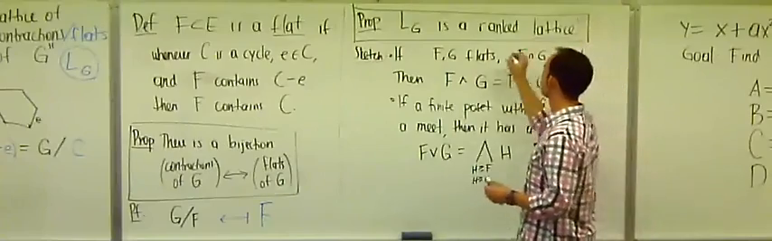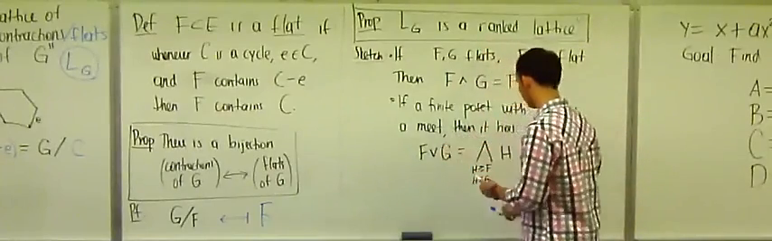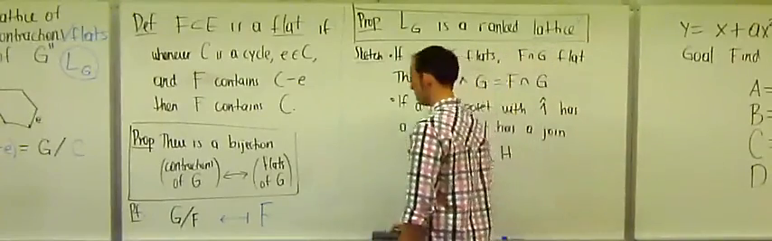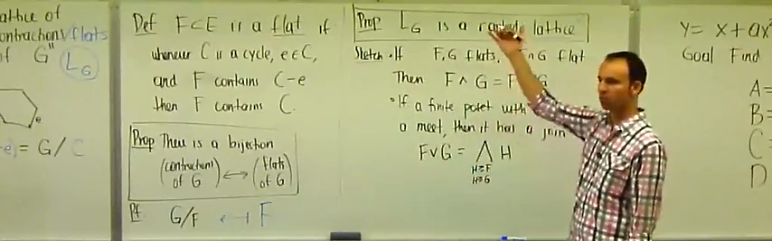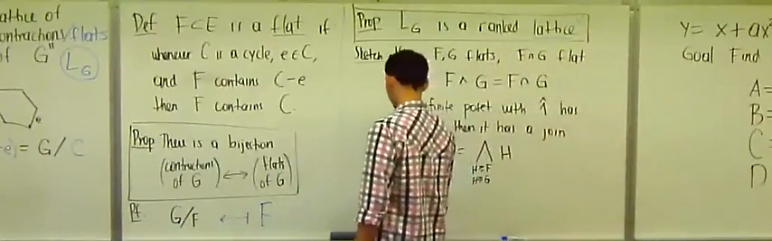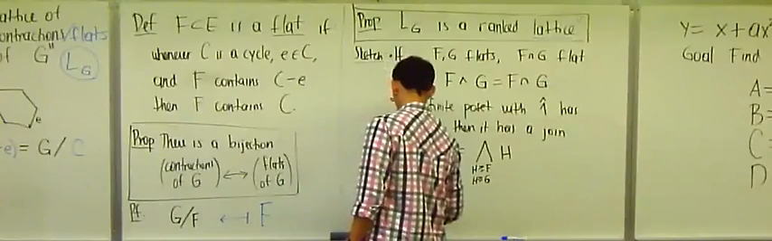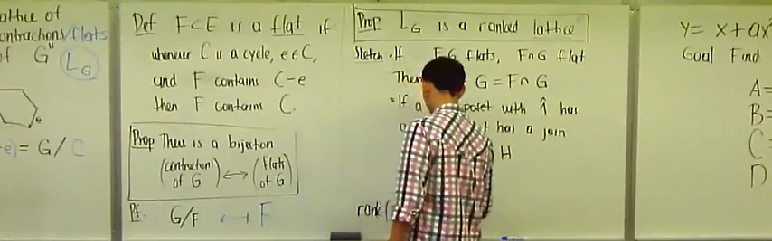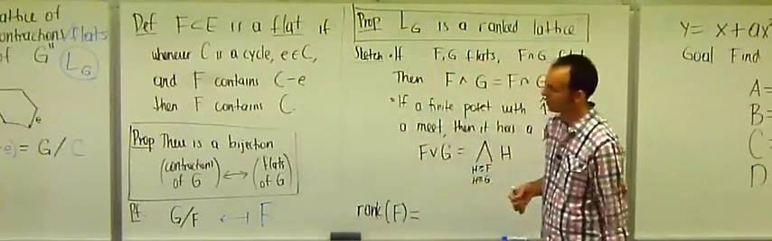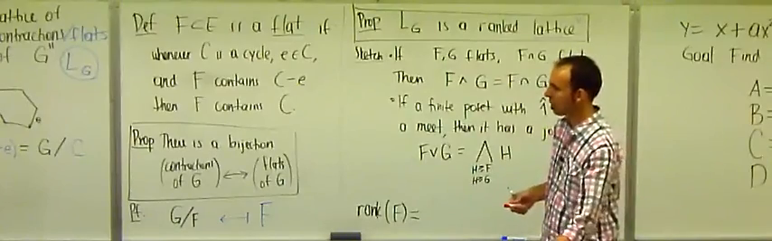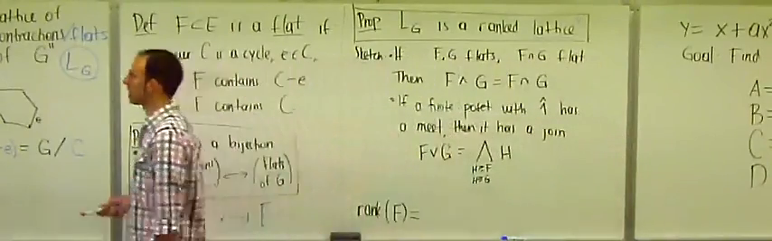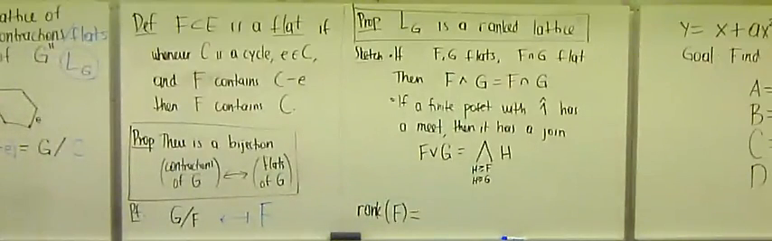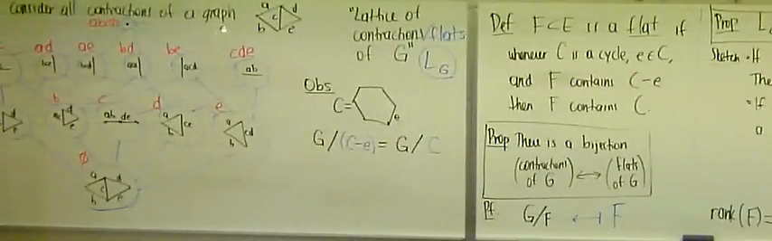Okay? I want to argue that it's ranked. So remember, ranked and graded are synonyms. It just means that you have floors. Okay? So what is the rank of a flat? How do you decide what floor you're in? Looking at that picture: how many contractions you made, but you have to be a little bit careful, right? Because, for example, to get to here, did you make 2 contractions or did you make 3 contractions? You made 2, basically.